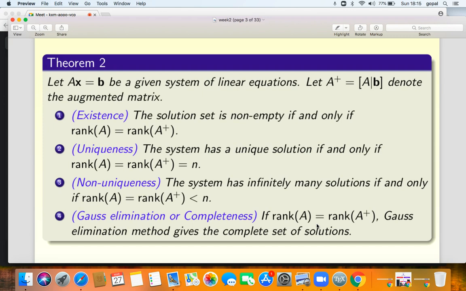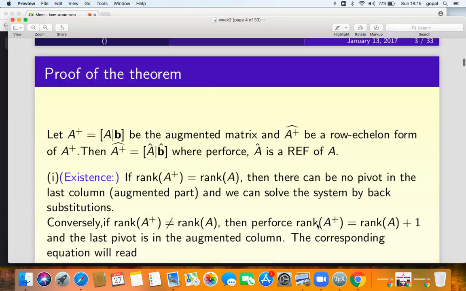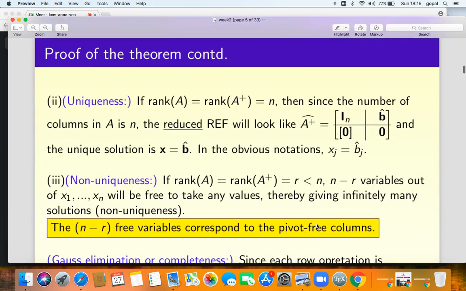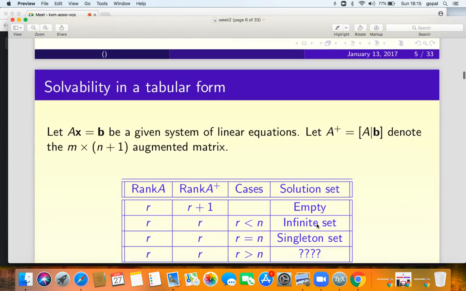So when will the nullity be positive? The nullity is positive means the rank has to be less than n. Rank plus nullity is the number of columns, n. And so these are being summarized as theorem 2 in this slide. And we have already done the proofs, and I shall not go through the proofs again.